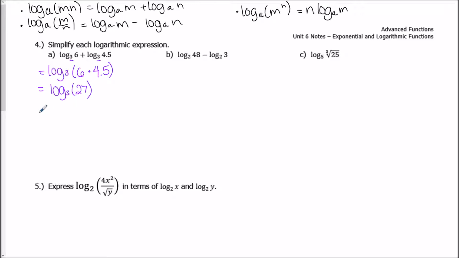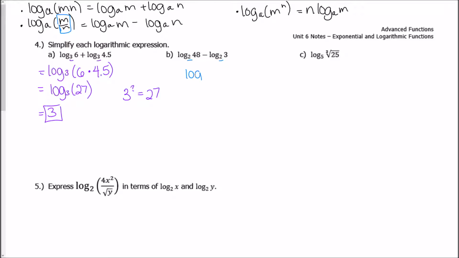So now I need to know what is the exponent. 3 to the power of what will give me 27. So that means that my final answer here is just 3. Okay? All right, so for B, this time we have the same base and we've got subtraction, so that means that we need to divide.